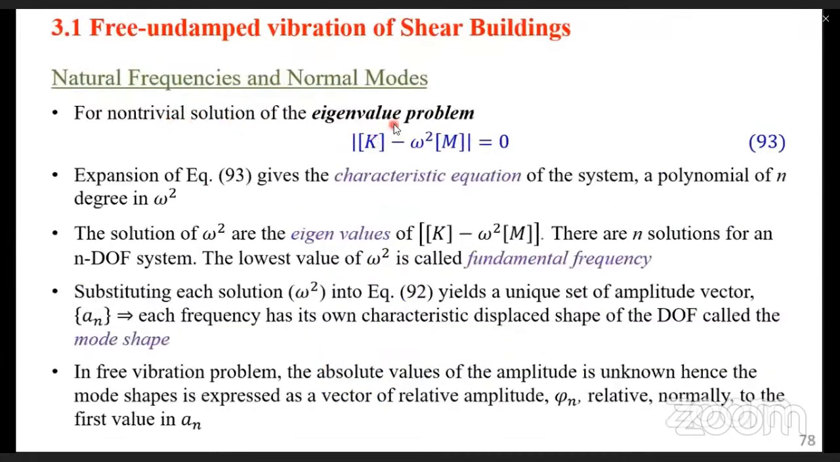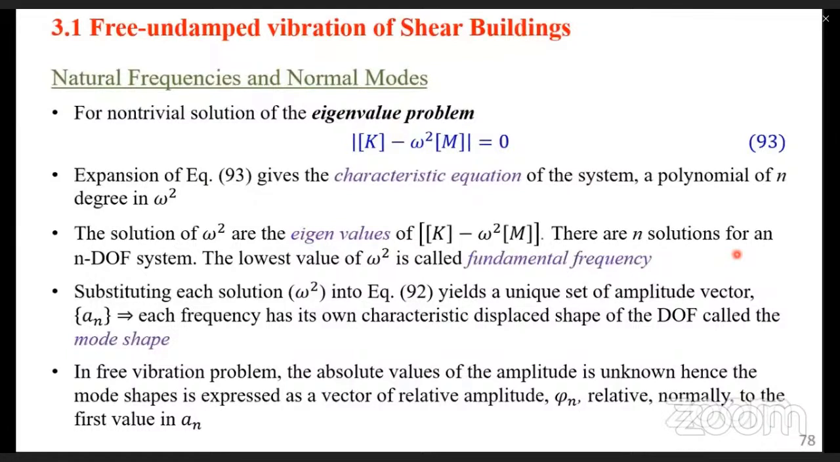So for a non-trivial solution of the eigenvalue problem, the determinant of that equation has to be equal to 0. Of course, when we expand equation 3, we get what we call the characteristic equation, which is a polynomial of n degrees in omega. Remember, the omega is the angular frequency of our system.